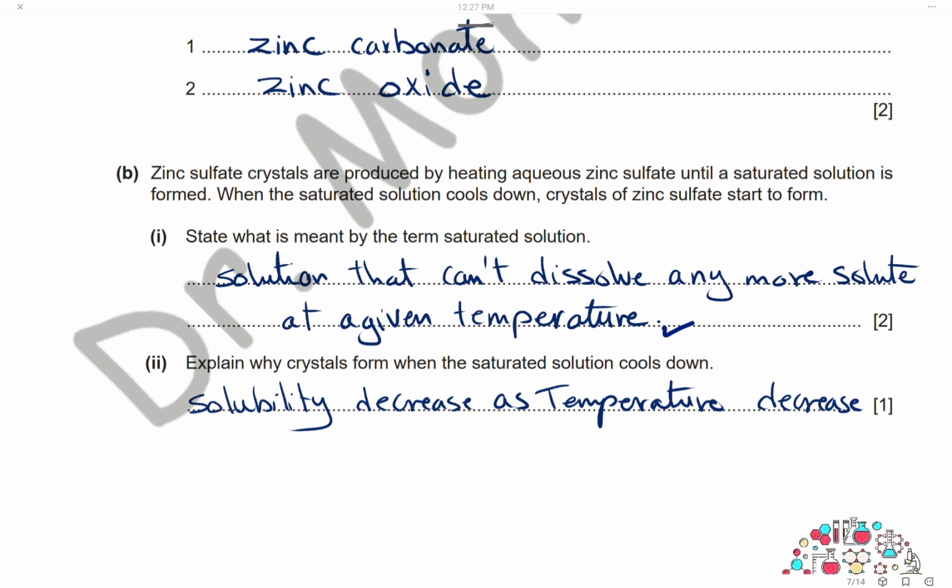Explain why the crystals form when the saturated solution cools down. Because by cooling, the solubility will decrease. So we can write: by cooling, the solubility decreases, or the solubility decreases as the temperature decreases.